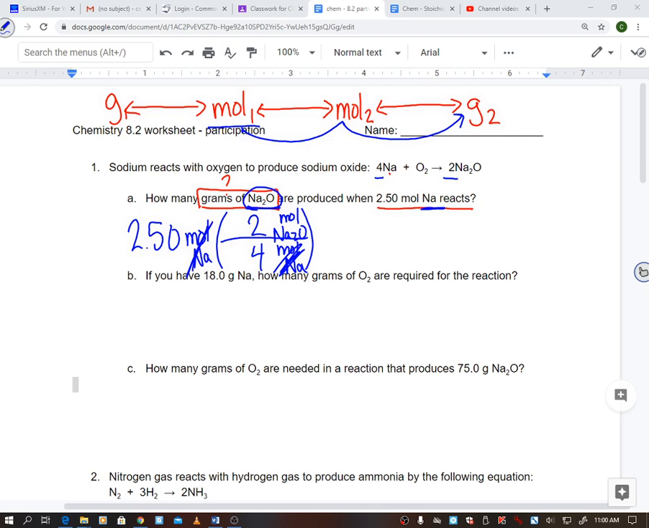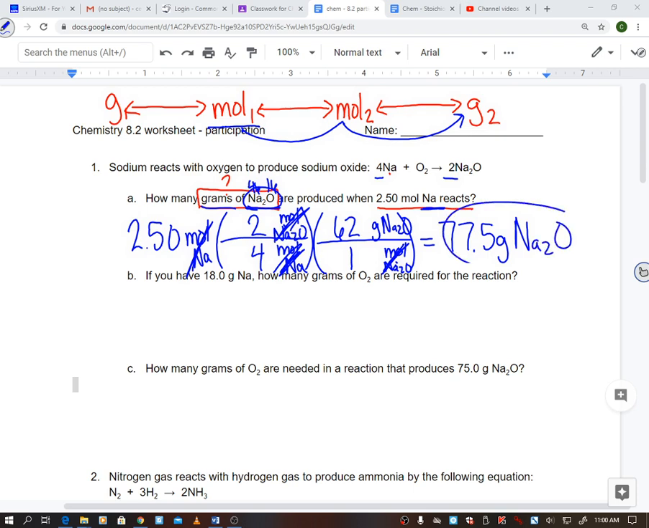Right now my answer would be in moles, but they want grams. So I'm going to put moles of Na2O on bottom because they need to cancel out through division. Grams of Na2O on top. Now sodium weighs 23, and there are 2 of them. So this is 46 plus 16, which is going to be 62 grams in 1 mole. So I'm going to take 2.5, multiply by 2, divide by 4, multiply by 62, and you should get 77.5 grams of sodium oxide. All right, so that's a 2-stepper.